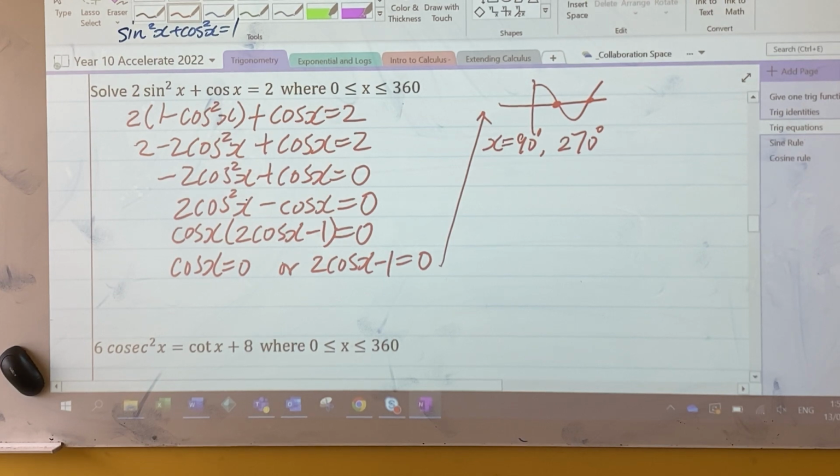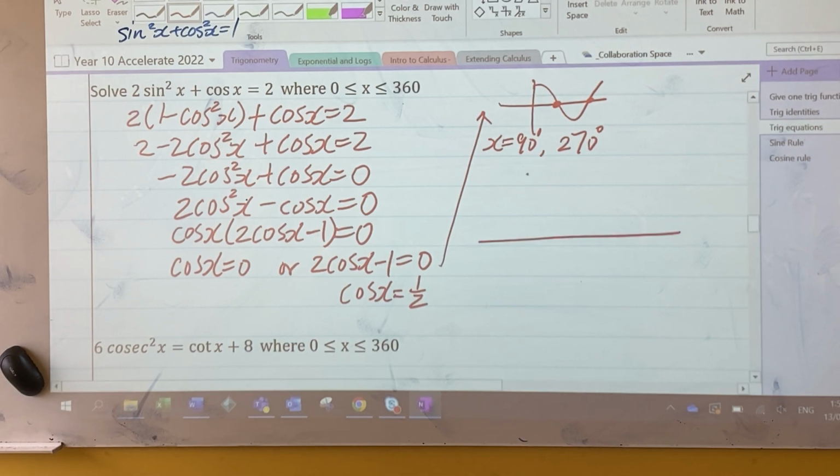All good? Now for the second bracket, 2 cos x minus 1 equals 0, which means cos x equals half. Yeah? Now, cos what equals half? 30? That's fine. Cos 60. Right? Cos 60 is sine 30. Sine 30 is half. Yeah?